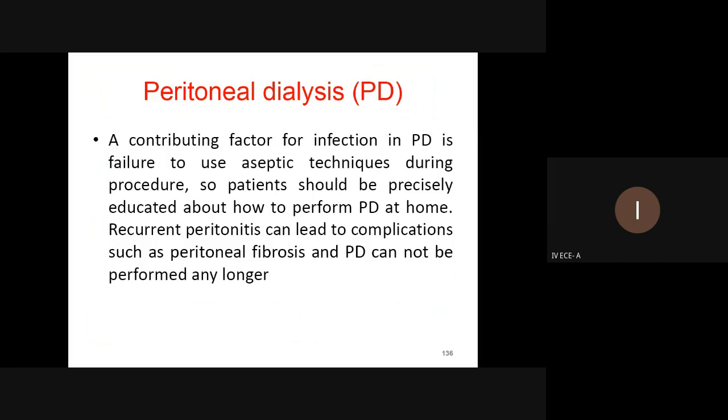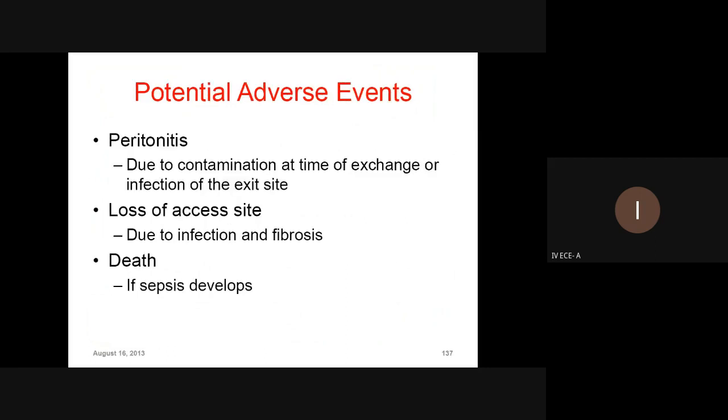A contributing factor for infection in peritoneal dialysis is failure to use aseptic techniques. So patients should be precisely educated about how to perform peritoneal dialysis at home. Recurrent peritonitis can lead to complications such as peritoneal fibrosis, and peritoneal dialysis cannot be performed any longer.